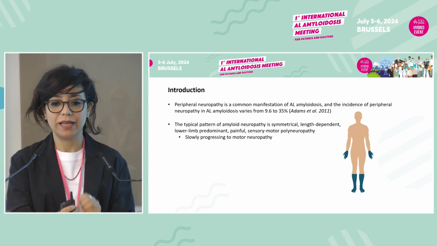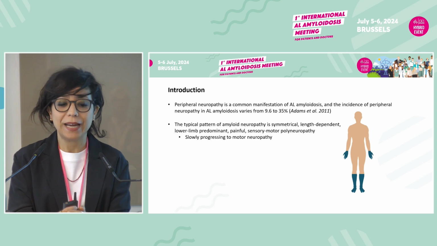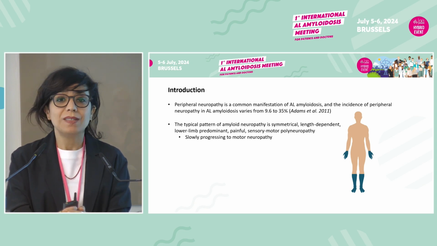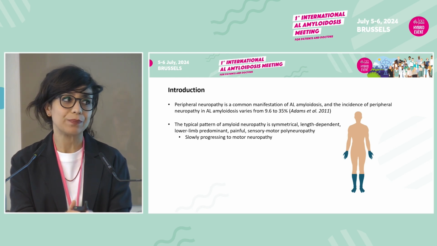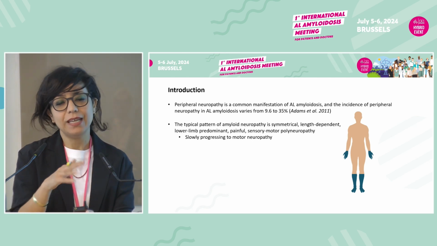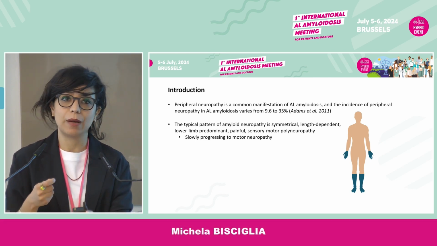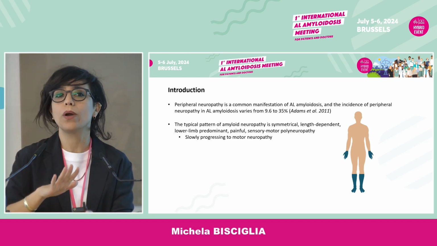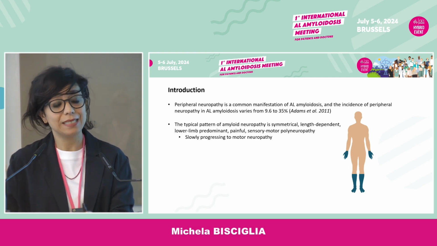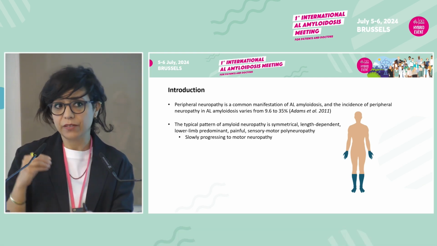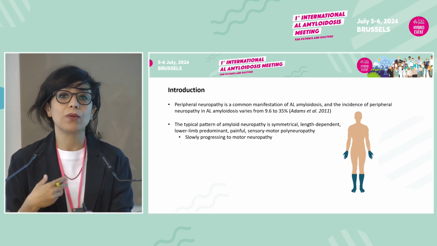length-dependent, symmetrical, and lower limb predominant polyneuropathy, which is really painful, and which typically starts with some numbness and also some tingling of the extremity. Then with the progression of the disease, the patient can also experience some weakness, which starts with the toe extensors and then involves also the foot extensor and eventually also the hand. And this can be really severe, because some patients, with the progression of the disease, can also be bedridden.